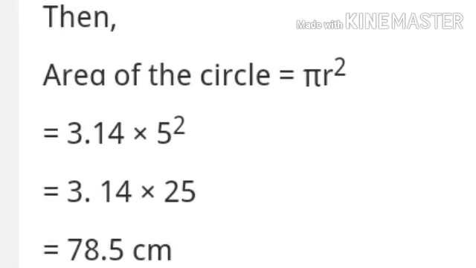Okay. Now area of the circle is equal to pi r square. So 3.14 into 5 square, 3.14 into 25. 5 into 5 is equal to 25. So 3.14 into 25 is equal to 78.5 square centimeter. Okay. So area of circle is equal to 78.5 square centimeter.